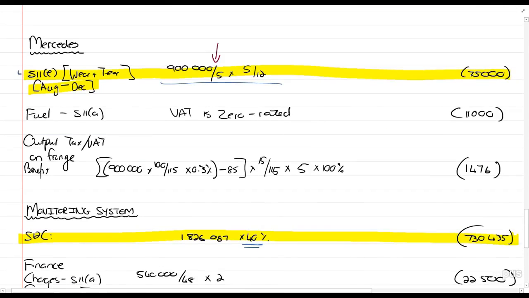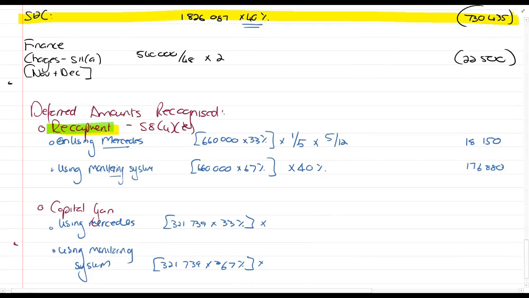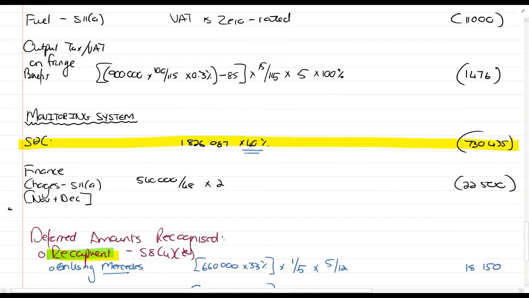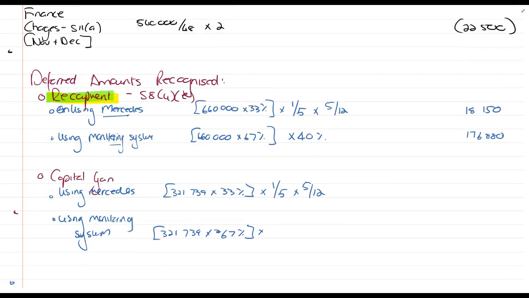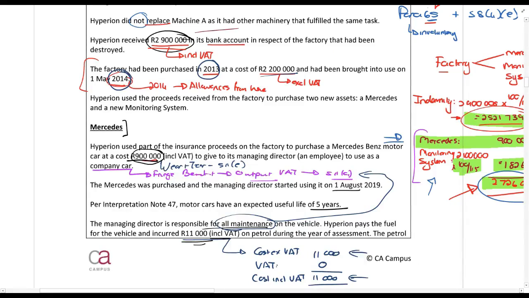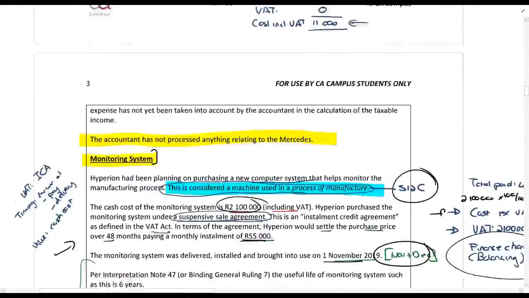What did we do? I'm going to take you back. With the Mercedes, divided by 5 times 5 over 12. Okay, so divided by 5 times 5 over 12. What did we do with the monitoring system? We multiplied it by 40%. So times 40%. So this goes into my CGT column. And that is it for that issue.